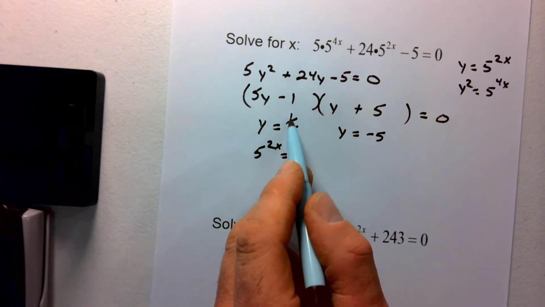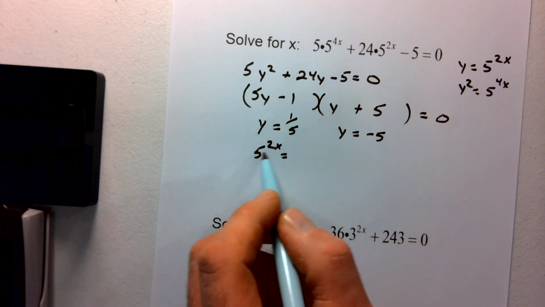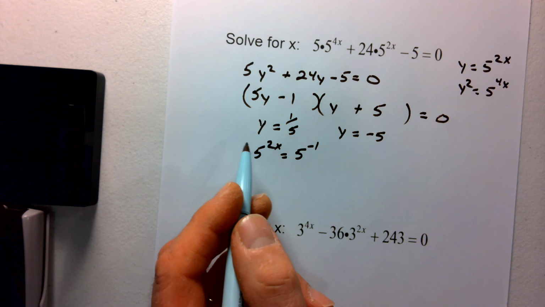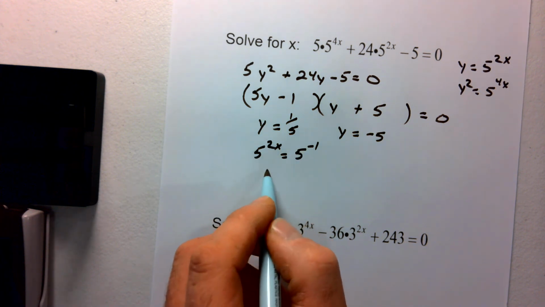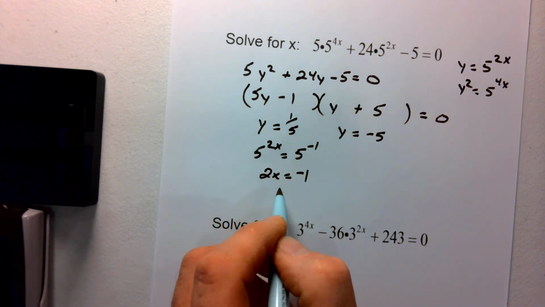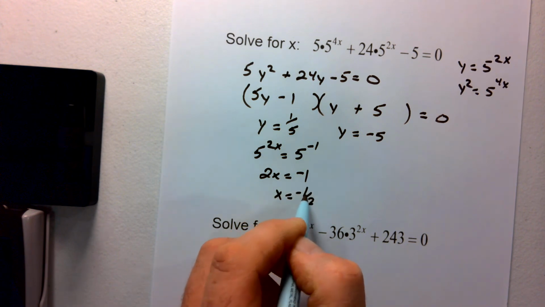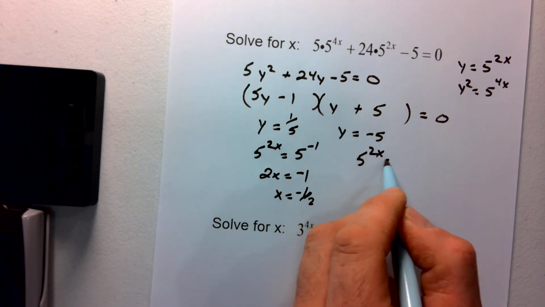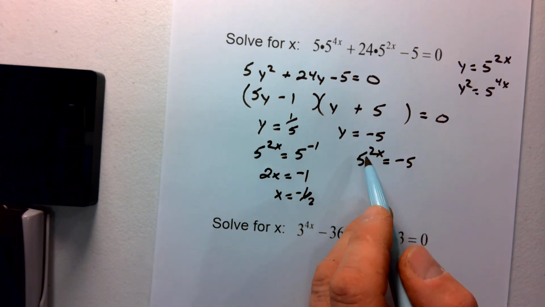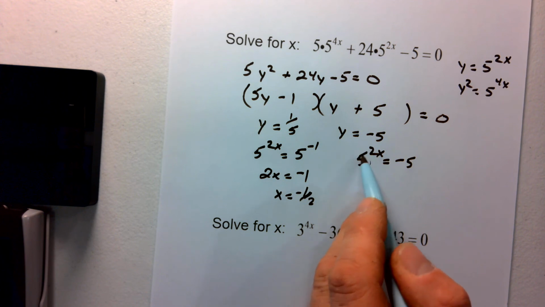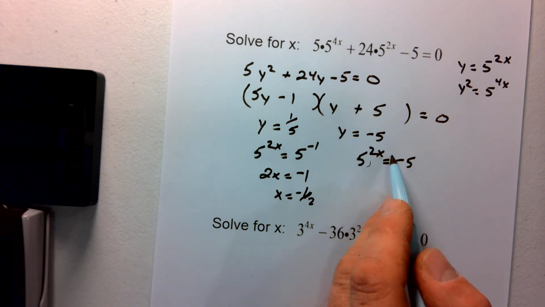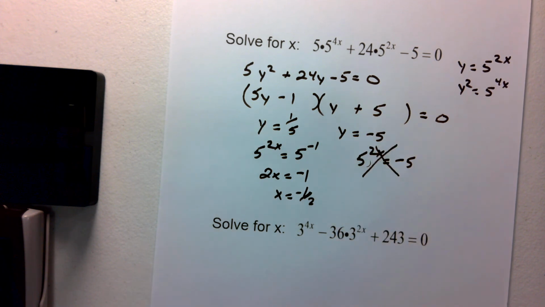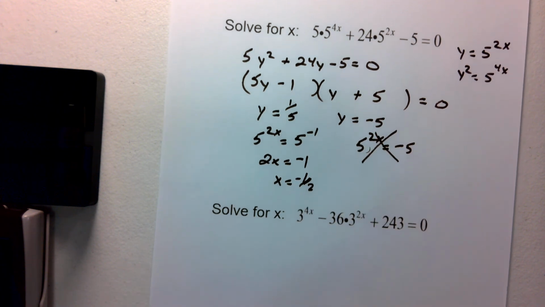We had this yesterday, this 1/5. We can bring this 5 to the top, so we have a common base by taking it to the negative exponent. So 5 to the 2x equals 5 to the negative first. So now my exponents have to equal, so x will equal a negative 1/2. Over here, replace the y with 5 to the 2x, so 5 to the 2x equals a negative 5. Again, just from the last example, we cannot take a number to an exponent to make it a negative value. So there's not going to be any solutions from that portion. And we just get x equals negative 1/2.